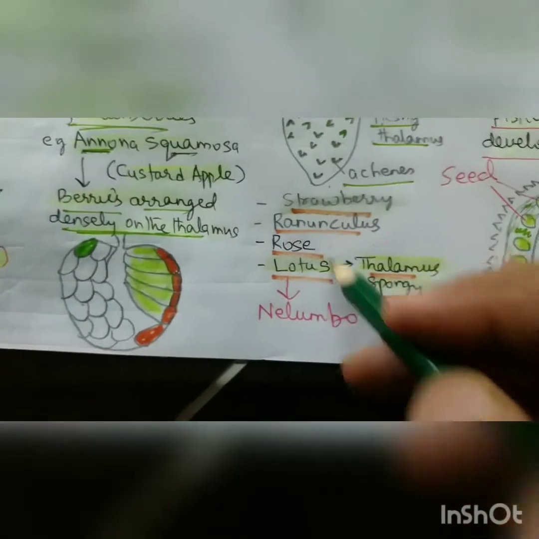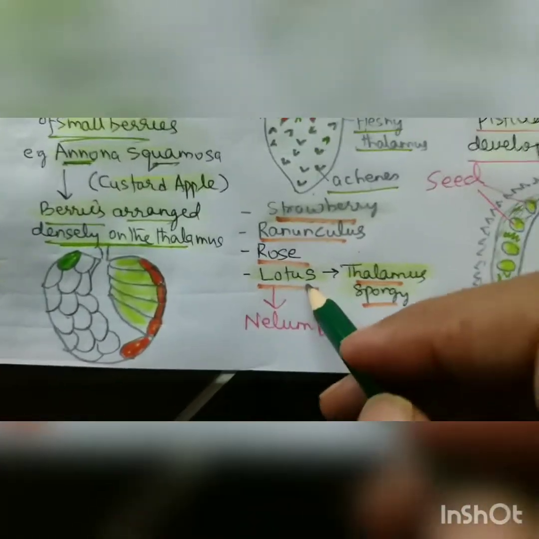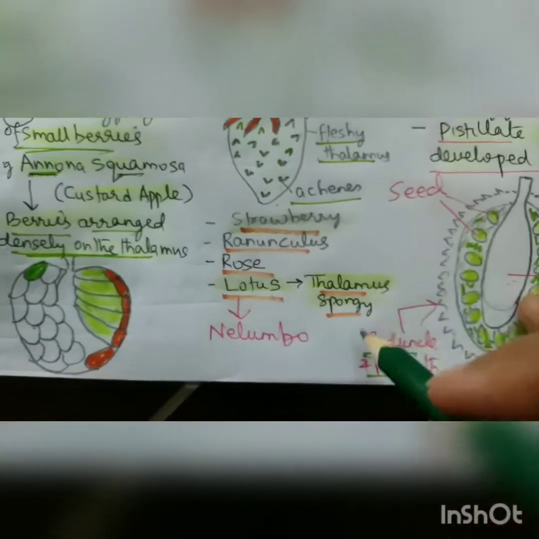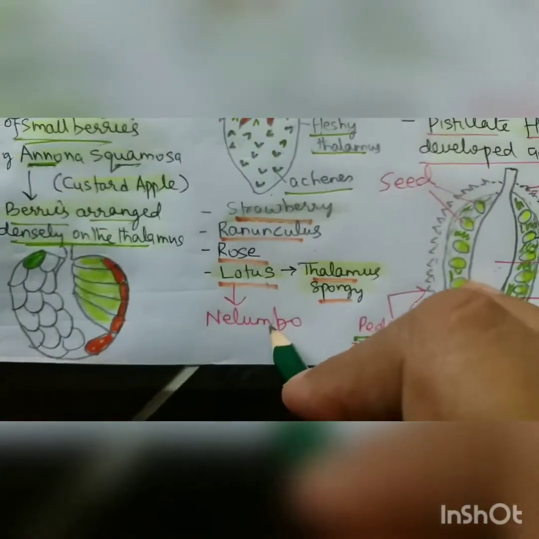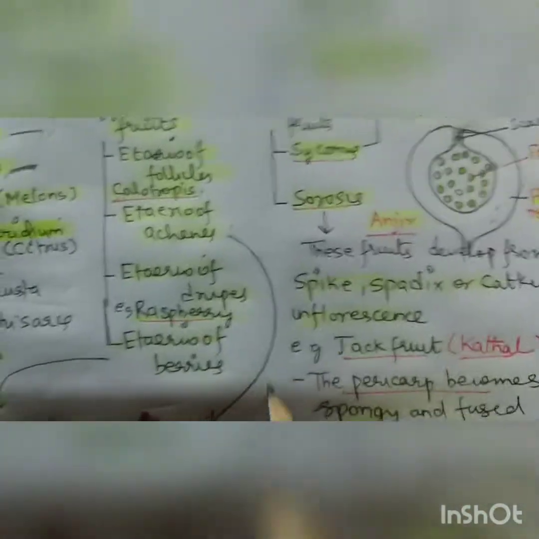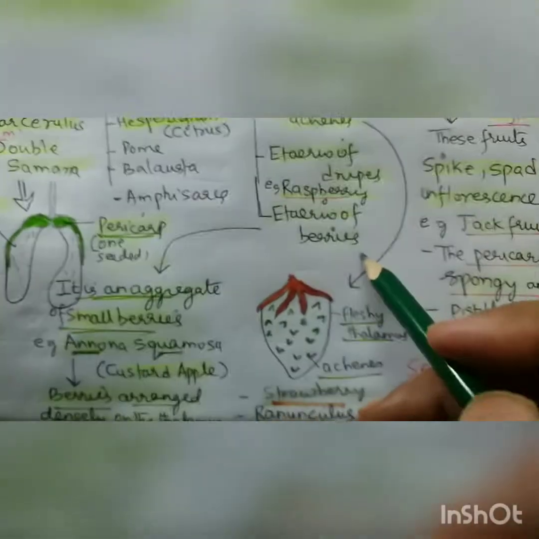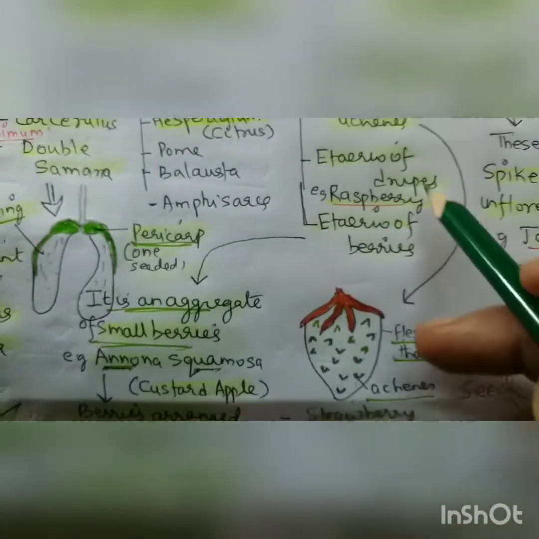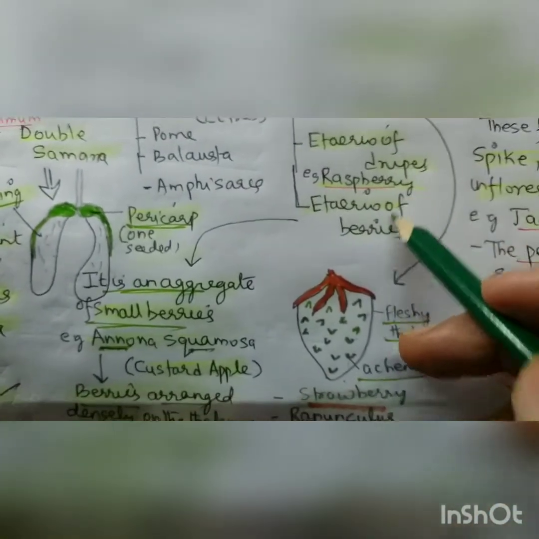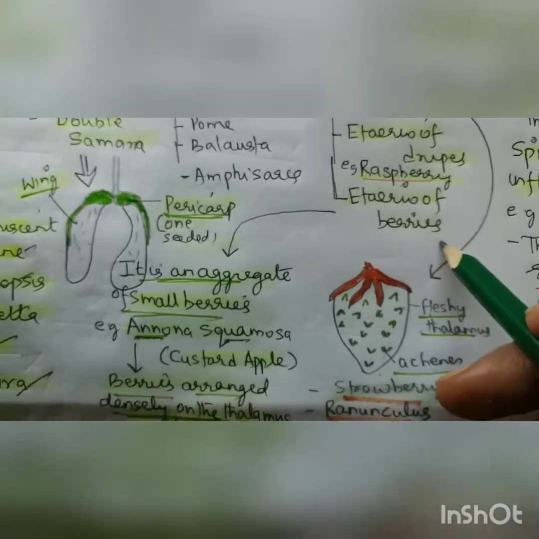Then we have rose and lotus also. In lotus, the difference is that the thalamus is not fleshy, it is spongy. Lotus means nilambo. So then we have etaerio of drupes. In etaerio of drupes, we have the raspberry example, and then etaerio of berries.